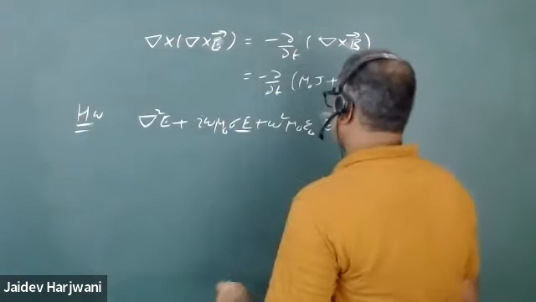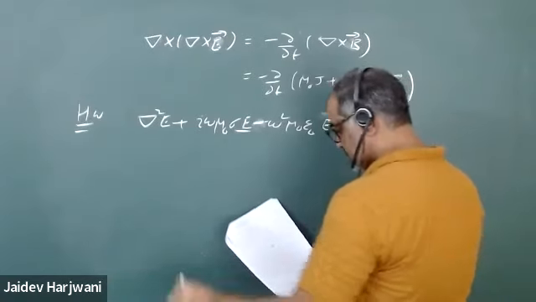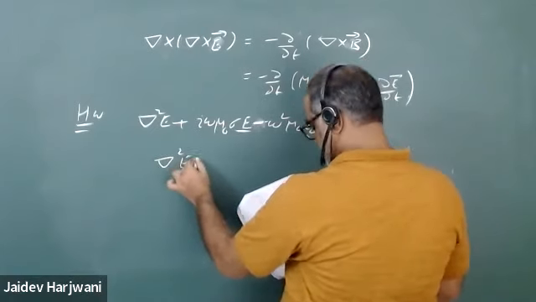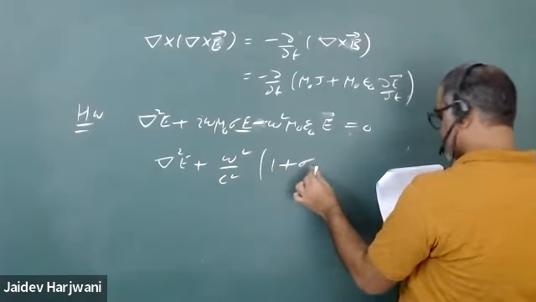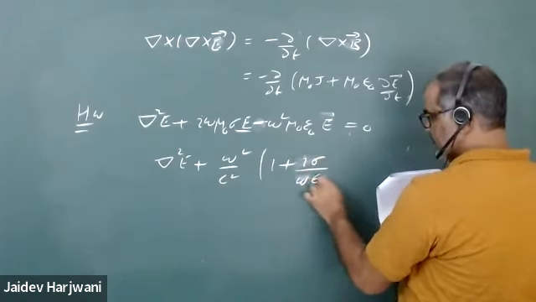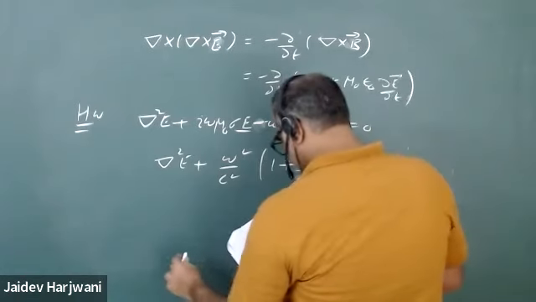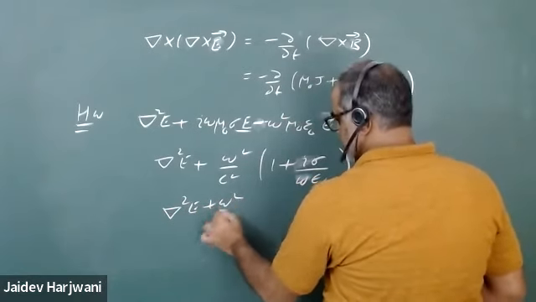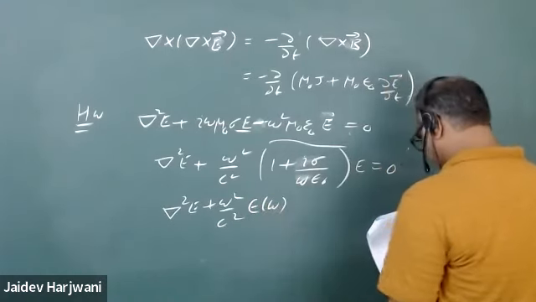Now I am writing this equation. I am not getting minus here. So del square E plus, if I take omega square c square common, I am getting this one plus i sigma upon omega epsilon naught, E. Epsilon tends to zero, and I'm directly writing now this del square E, and this is my omega square by c square, and this term I'm writing as the dielectric constant, the permittivity of the medium, epsilon W.